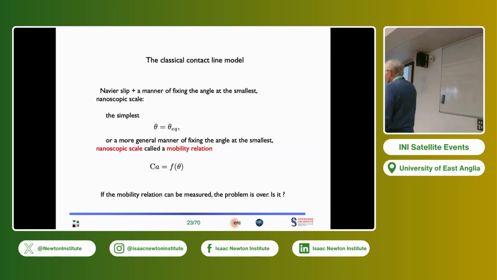Well, the classical model is very nice, and in fact, all you have to do once you have this model is to make measurements of the mobility relation. You make measurements of moving contact lines. You get the mobility relation, you have your model.